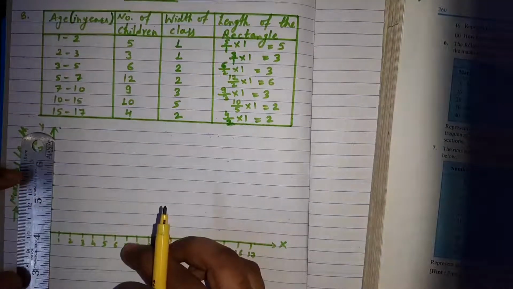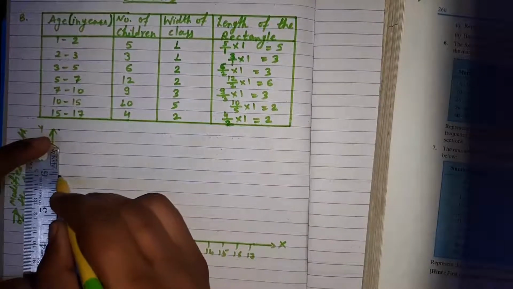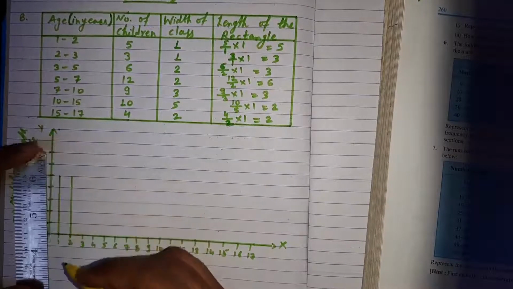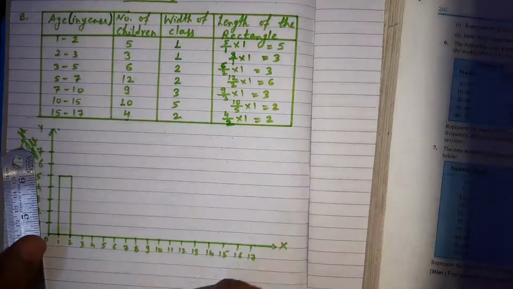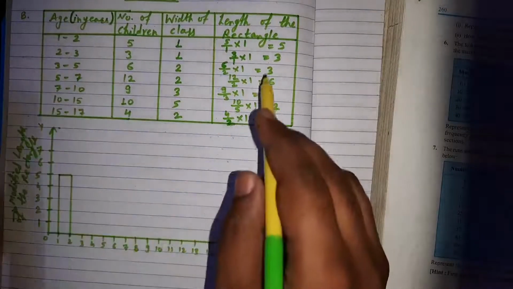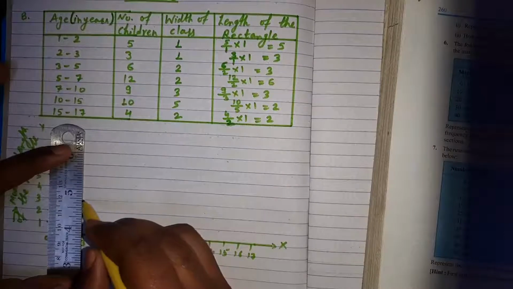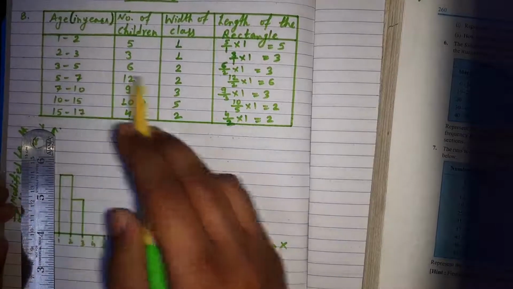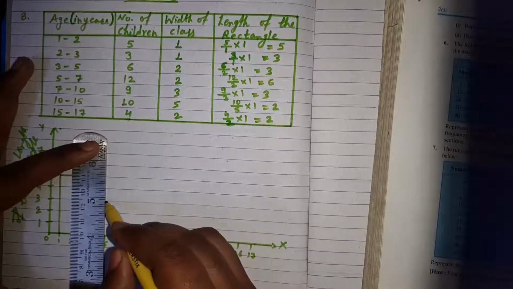For the first class interval, the modified length of the rectangle is 5. So we will draw the rectangle bar for the first class interval, 1 to 2, and the modified length is 5. For the second class interval, 2 to 3, the modified length is 3. For the next class interval, it is 3 to 5, and the modified length of the rectangle is also 3.